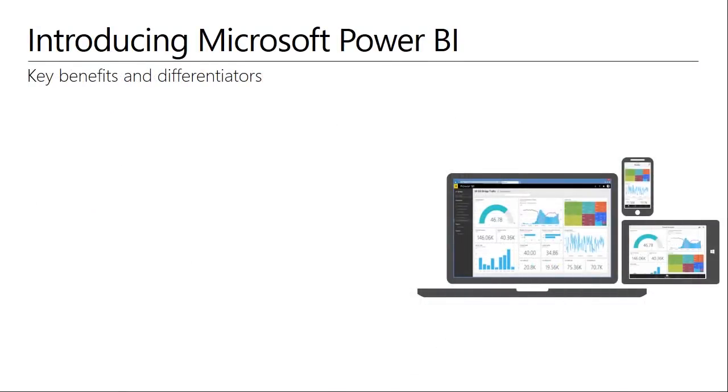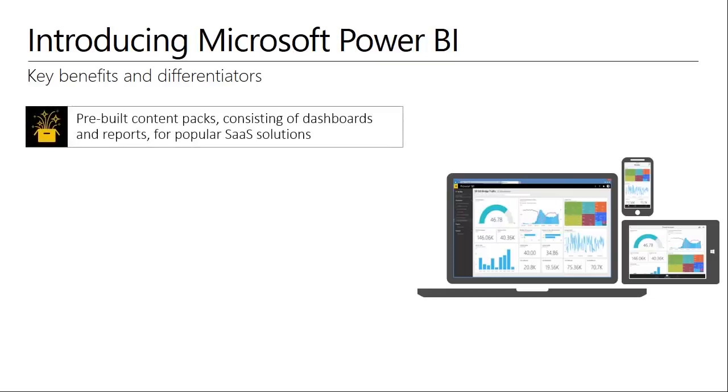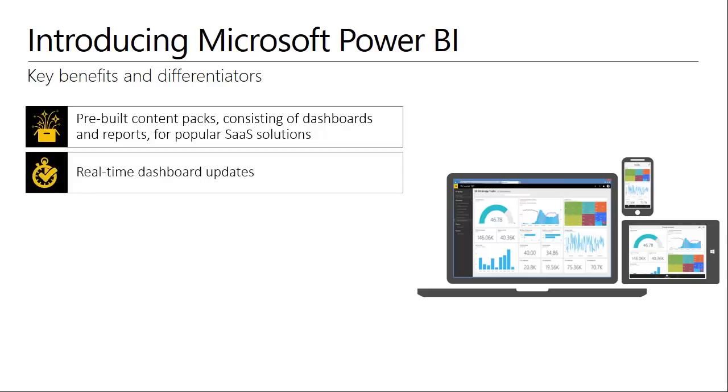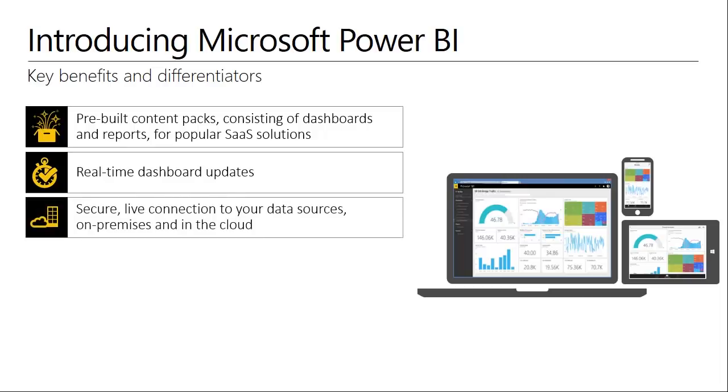Let's explore the key benefits and differentiators. Pre-built content packs consisting of dashboards and reports for popular software as a service solutions, including Google Analytics, including Bing, and a growing number of providers present quick-to-access content. Real-time dashboard updates. The ability to present data real-time, programmatically, or through streaming analytics is a compelling experience. Secure live connections to data sources, whether they're on-premises or cloud. So the ability to surface, for example, analysis services models from on-premises for live reporting and analytics through the cloud service.